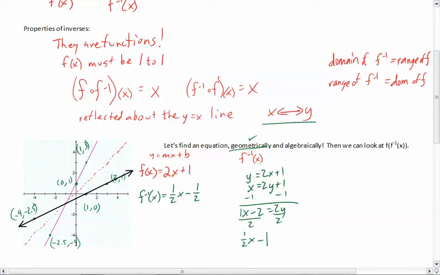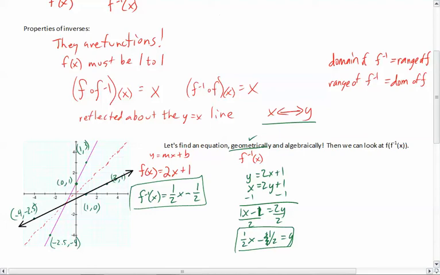Oh, sorry, how did I do that? I subtracted a 1 and ended up with a 2, didn't I? Okay, there we go. So y equals 1/2 x minus 1/2. And so there we got the same equation that we got geometrically. All right, then we can check it.